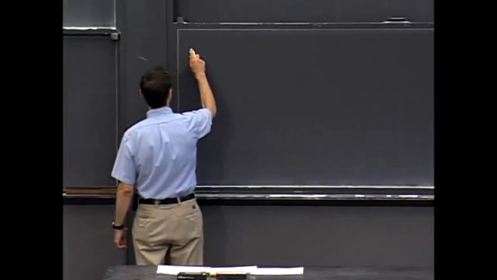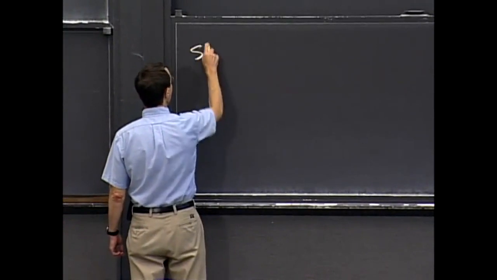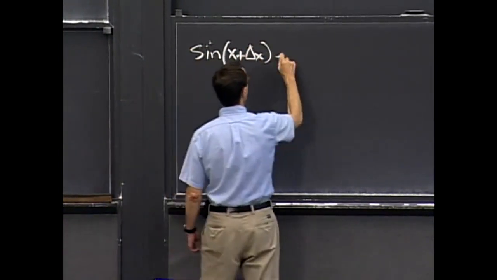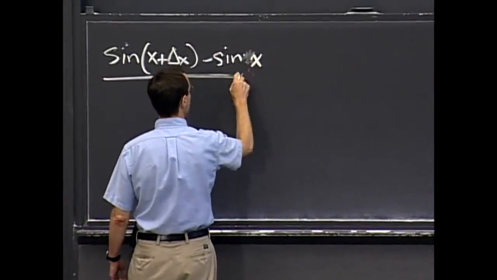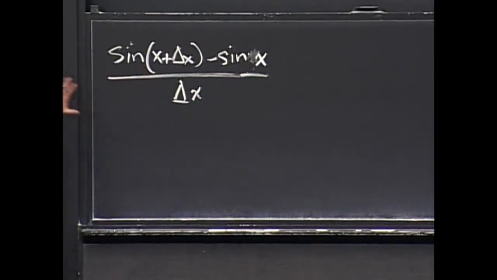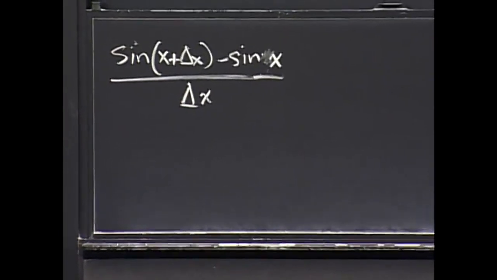So here we go. Let's check what happens with the sine function. I take sine of x plus delta x, I subtract sine x, and I divide by delta x. All right, so this is the difference quotient. And eventually I'm going to have to take the limit as delta x goes to 0.